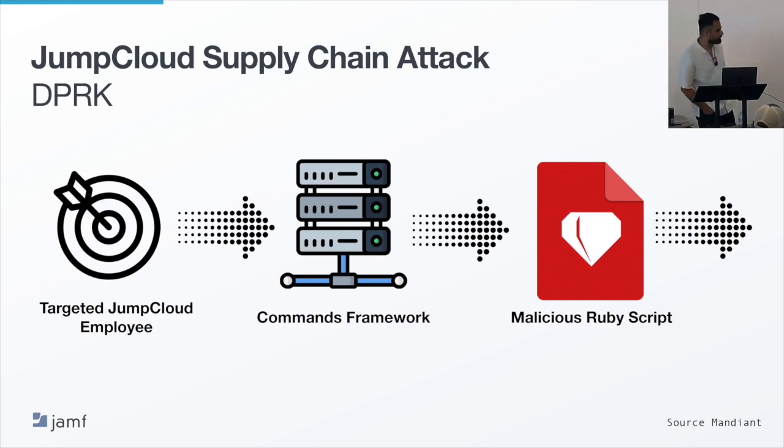JumpCloud, we've also seen the JumpCloud supply chain attack from DPRK, where initial access was gained by compromising JumpCloud and inserting malicious code into their commands framework. In at least one instance, Mandiant indicated that there was a lightweight Ruby script that was executed via the JumpCloud agent, and that retrieved a second stage payload.